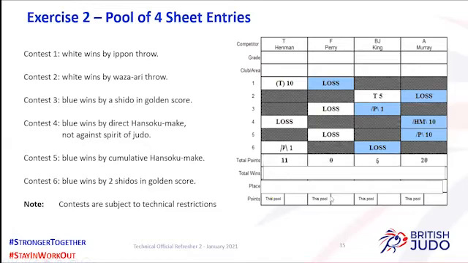So, the total points, as we can see here. Henman gets 10 plus 1 is 11. Poor old Fred Perry, God rest his soul, lost all the matches. Billie Jean King, a wazari, and a technical restriction penalty win, 6 points. And Andy Murray got 20 points. So these are the total points.